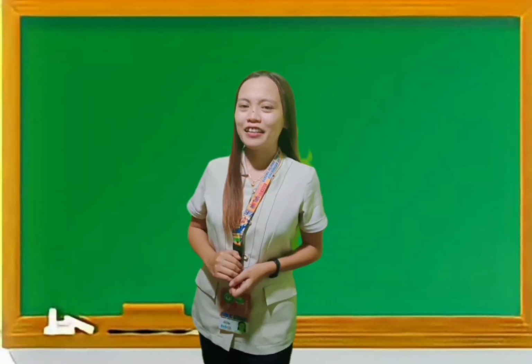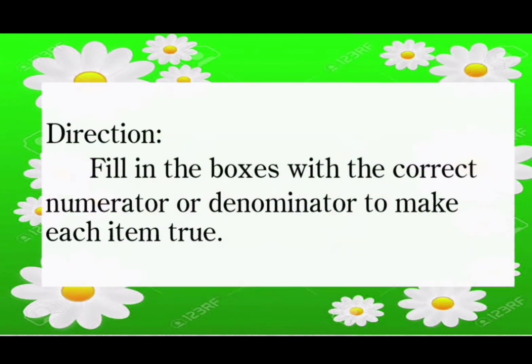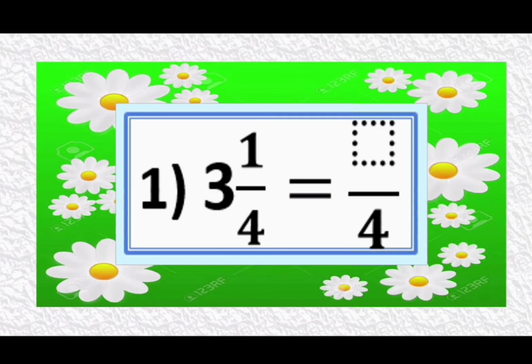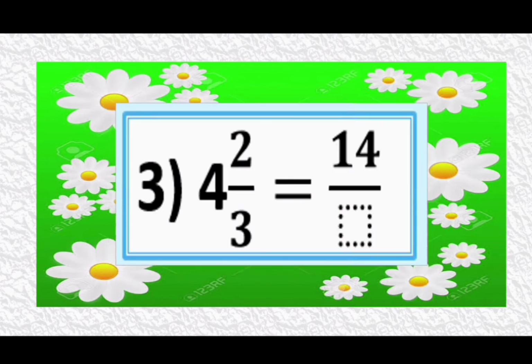Let us have an individual activity. Fill in the boxes with the correct numerator or denominator to make each item true. What is the answer for number 1? Correct, the answer is 13. How about the answer for number 2? Very good. The answer is 13. What is the answer for number 3? Correct. The answer is 3.